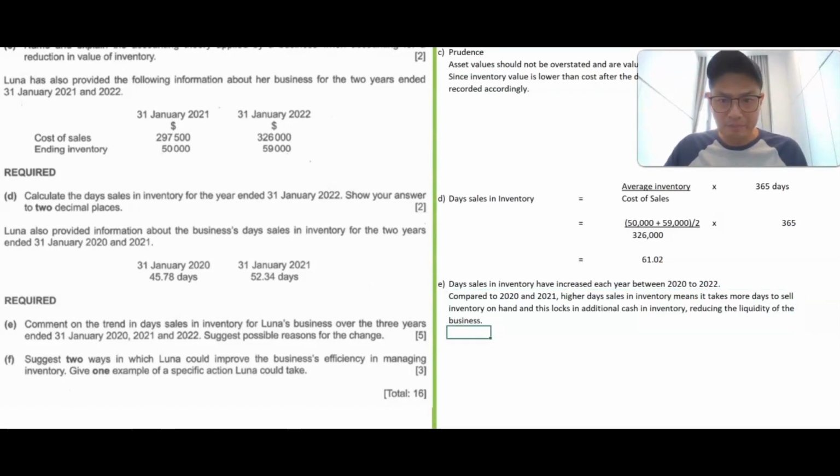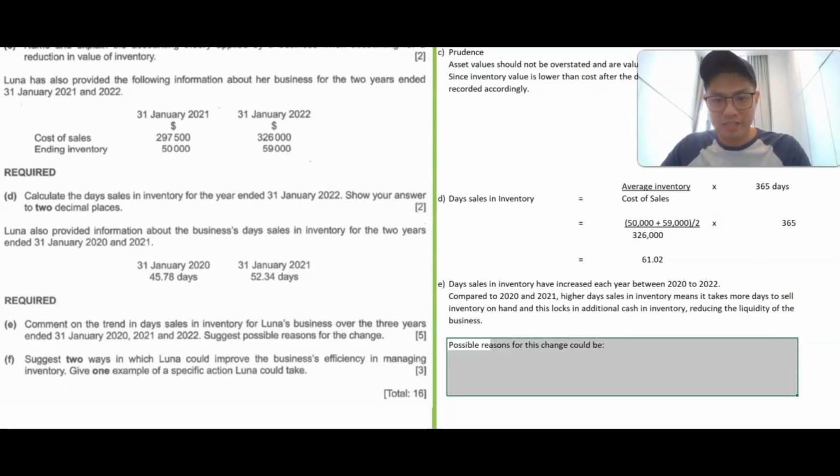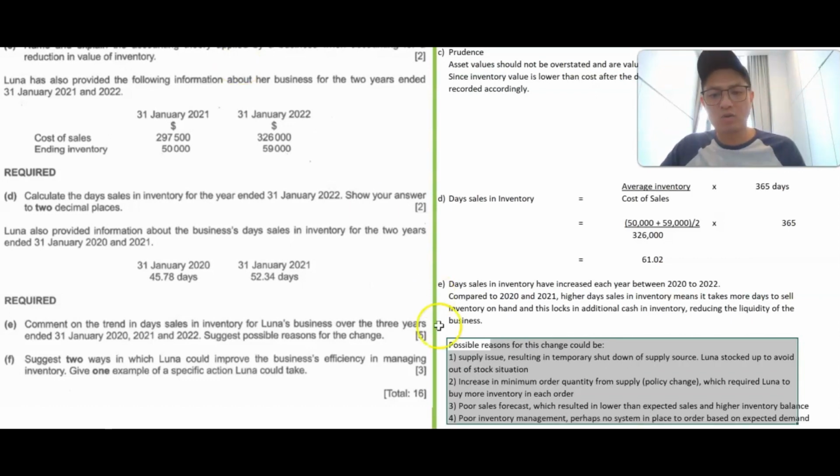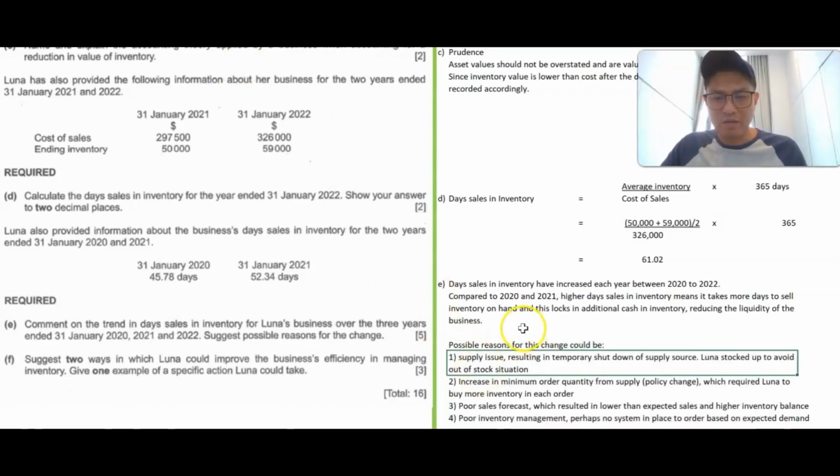Okay. The next statement I've also prepared is the possible reasons why days sales in inventory has increased over the years, as follows. It could be maybe you have a supply issue. Maybe your supplier told you that they're going to temporarily shut down, so you need to buy more inventory, so that when they are shut down temporarily, you don't run into an out of stock situation.